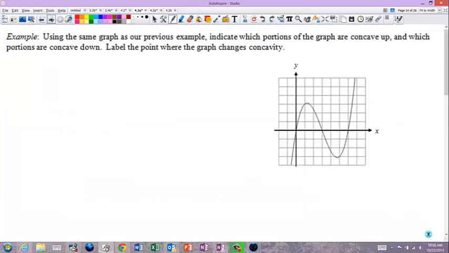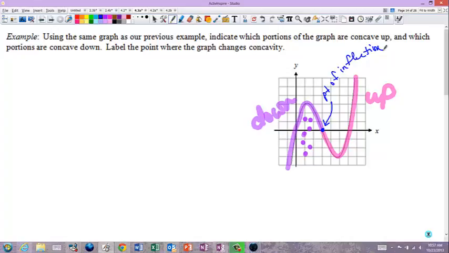It says using the same graph as our previous example, indicate which portions of the graph are concave up, which portions are concave down. Label the graph where it changes concavity. Well, here is concave down because your cereal would fall out. On this part, it's concave up. So this is up, this is down. The point where it changes concavity is called a point of inflection.